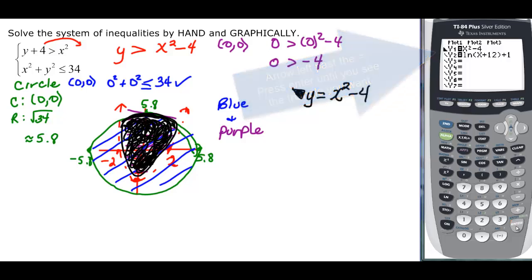And I just passed it because my calculator's slow. So let me try again. Okay, there we are, normal. So 1, 2, and it looks like I'm there. Now I'm ready to go down and look at my second equation.